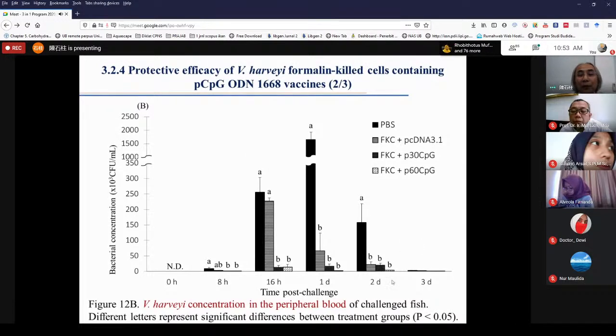How about the bacteria concentration? Okay. In the 60 copy, very low bacteria concentration. In the 30 copy, next, but for the control group, there are so many bacteria in the blood. So it means the 30 copy or 60 copy can reduce the bacteria concentration in the peripheral blood in the grouper, okay?